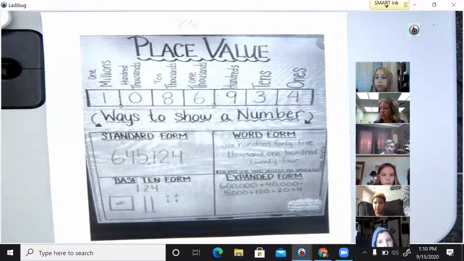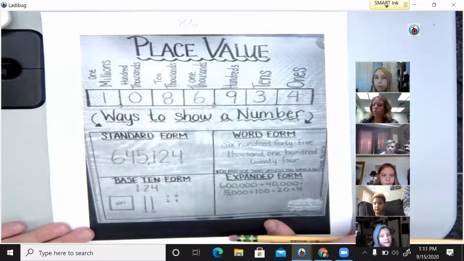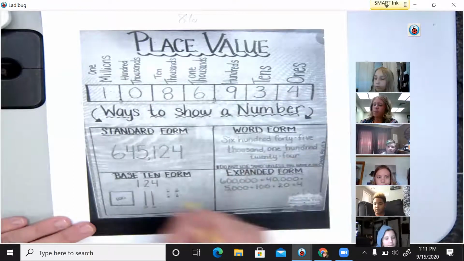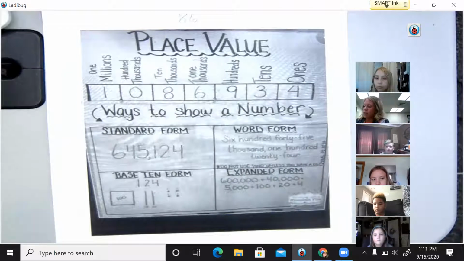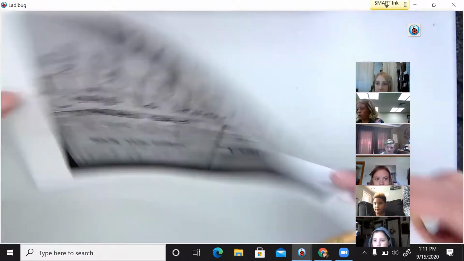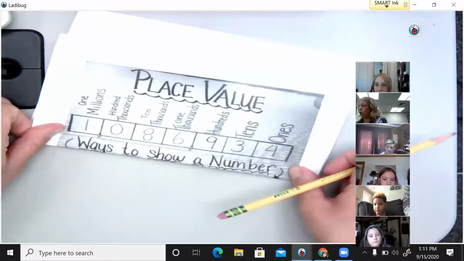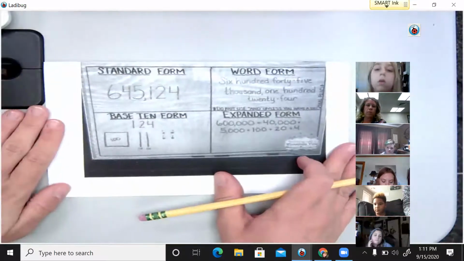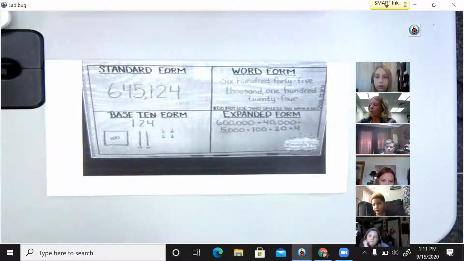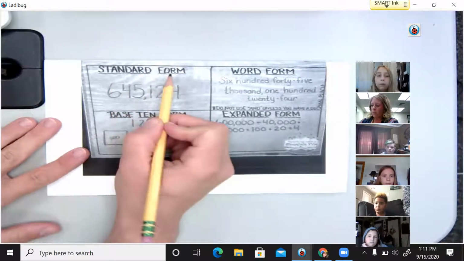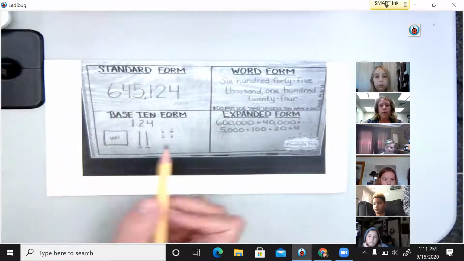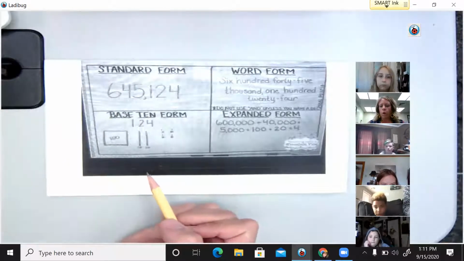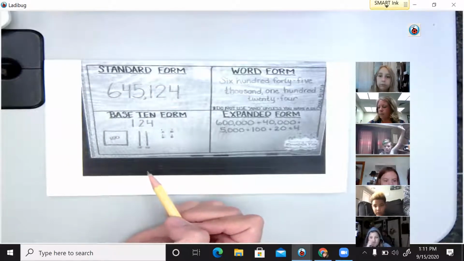So that's why I like to break it down. So the next thing we're going to review are all the different ways that you could write a number. Now this switches the number, so I'm going to fold this so that you don't see the very top, so it doesn't confuse you. And now we're just going to look at these 4 ways to write a number. So right here we have standard form. Can someone read that number for me? 645,124. Go ahead, Peyton.